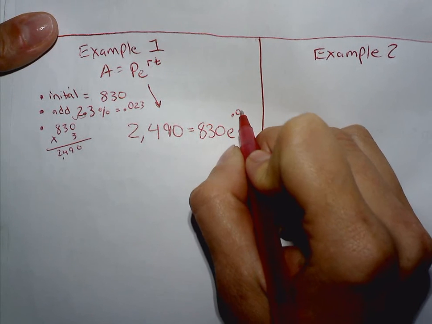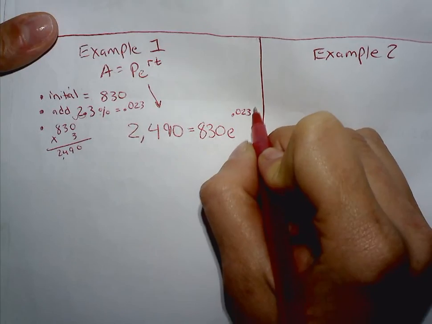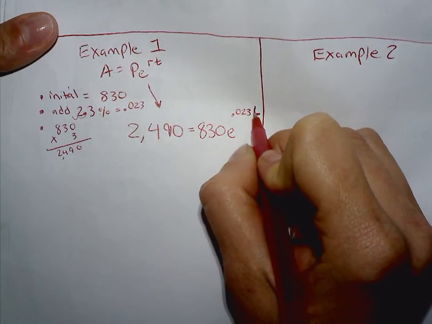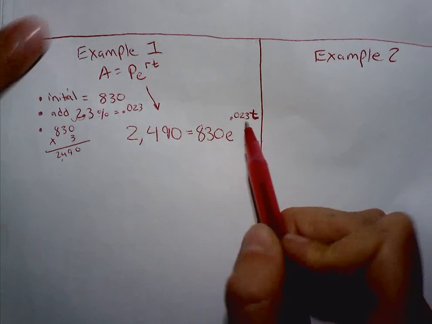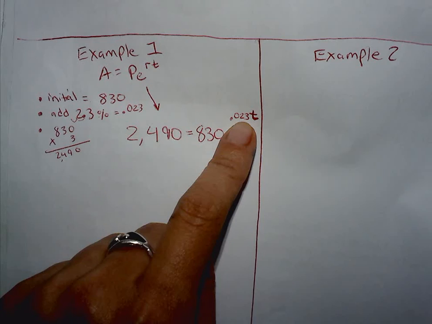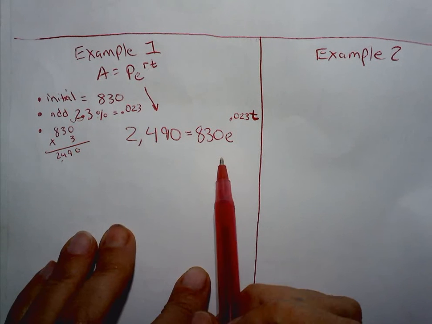So my rate here is going to be 0.023 times whatever t value. I don't know t. That's what I'm solving for. So I should have plugged in every single thing except t, which makes sense because that's my variable. All right. So now I want to solve for t.